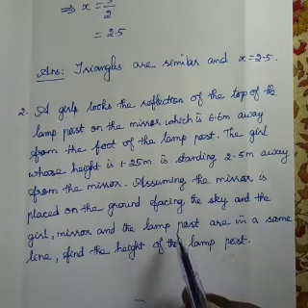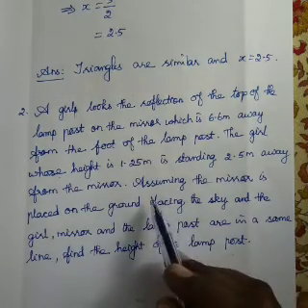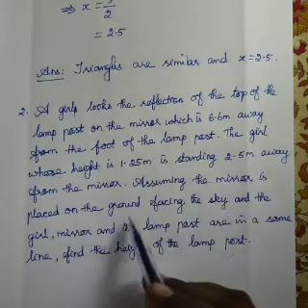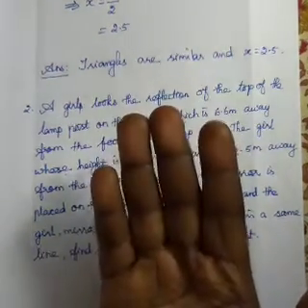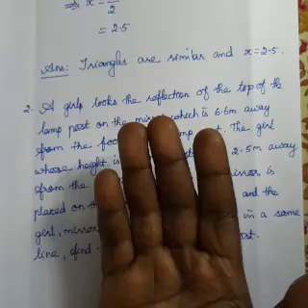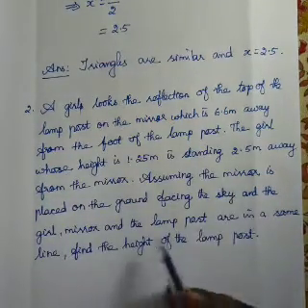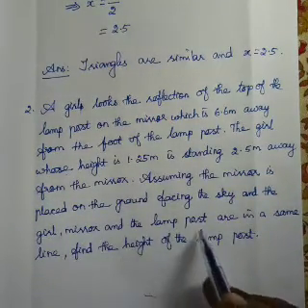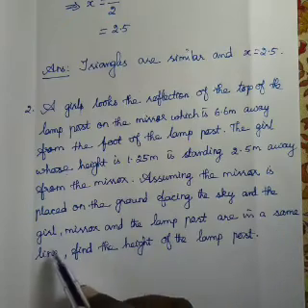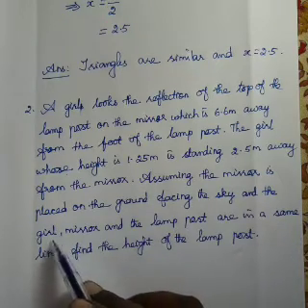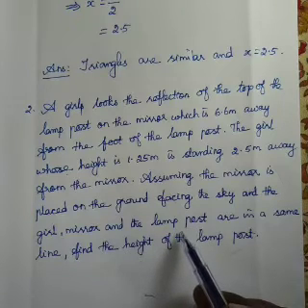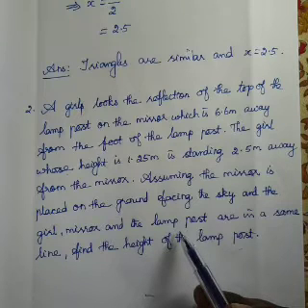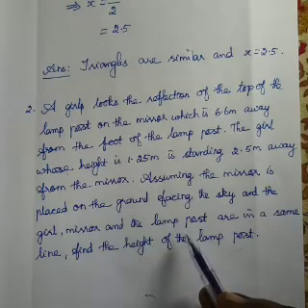When you draw the diagram from the back, you can see this. Assuming the mirror is placed on the ground facing the sky, like this way. Facing the sky, but it is on the ground. Then the girl, mirror and lamppost are in the same line. That means the girl, mirror and lamppost are all on the ground only. The girl is not standing anywhere else, she is also on the ground. So we can draw the diagram first.